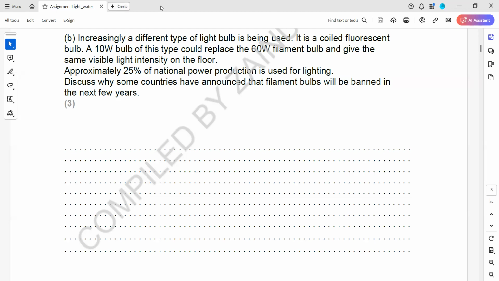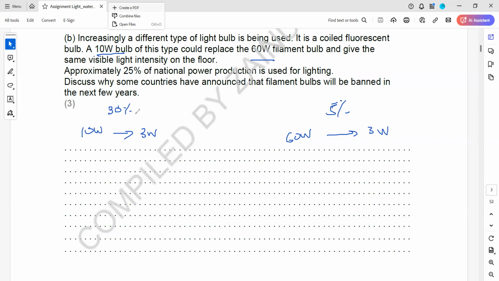You just have to compare the values here. The fluorescent is taking 10 watt and giving out 3 watts. But for a filament, it is taking 60 watt and giving out 3 watts. So if you compare the efficiency, this is about 30% efficient, and this was only 5% efficient.